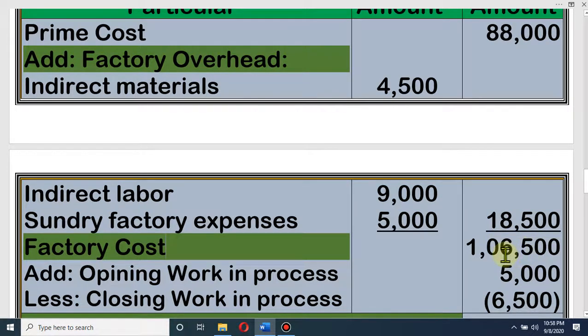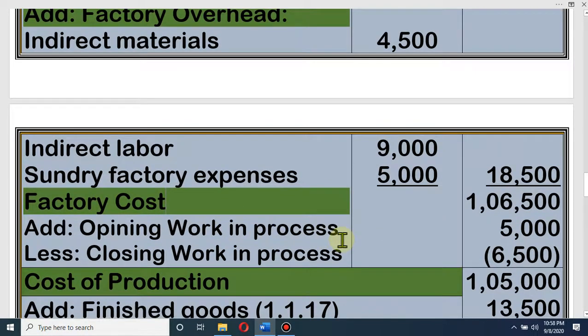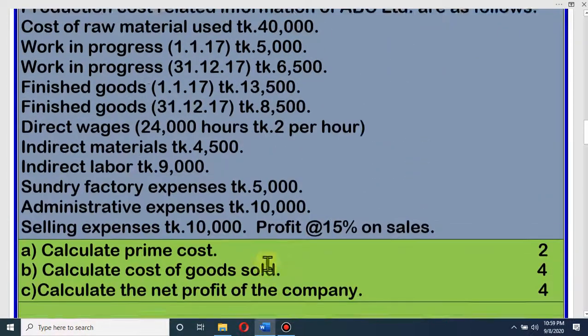If you can remember, dear student, with this factory cost we have to add opening work in process and we have to subtract closing work in process, then it will be cost of production. This is the formula of cost of production. Dear student, in the MCQ type question also, how we will find the amount, formula of cost of production, it may come. So factory cost plus opening work in process minus closing work in process, then it will be cost of production. Let's come to the question, dear student.